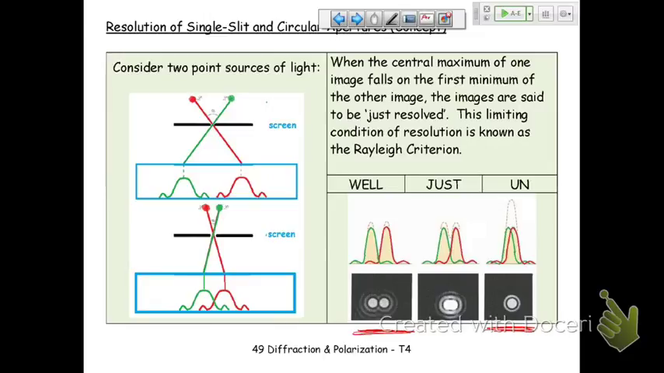And then in the middle, there's two light sources, and you can tell there's two. We say that's just resolved. Now, this is a problem that's faced within many forms of analysis. You have two distributions, two light sources, or two peaks.